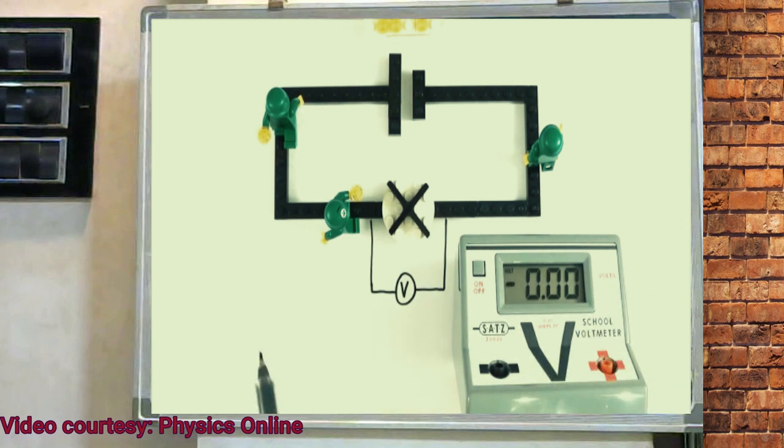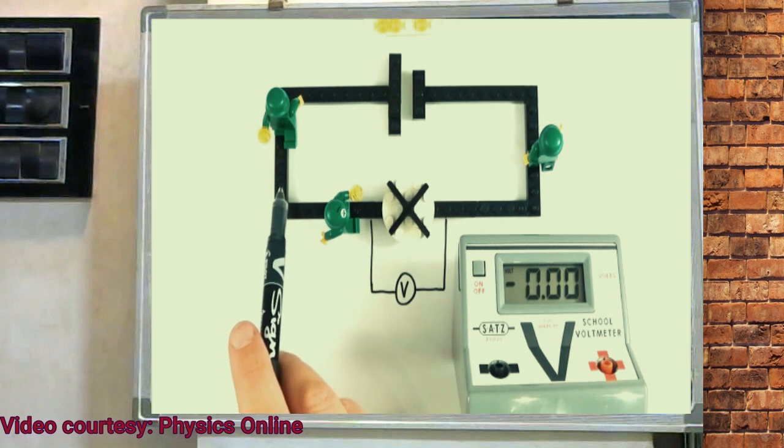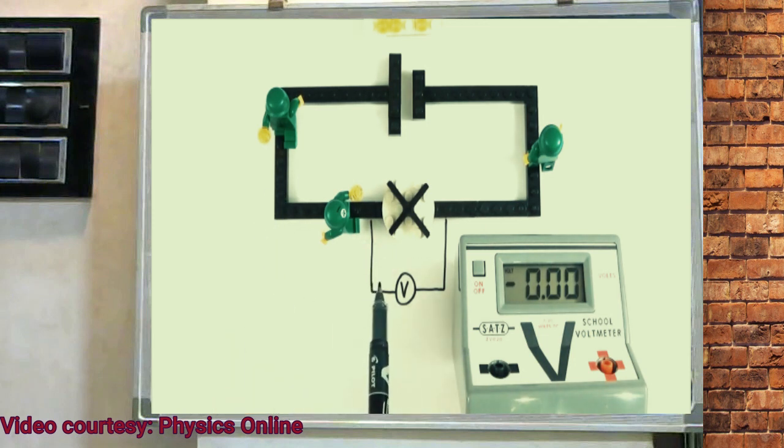And this is very different to an ammeter. An ammeter goes in series and it's measuring the current through a position, whereas a voltmeter is measuring the difference in the electrical potential across that component.